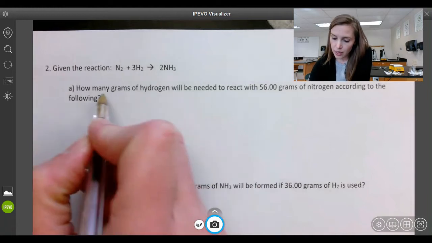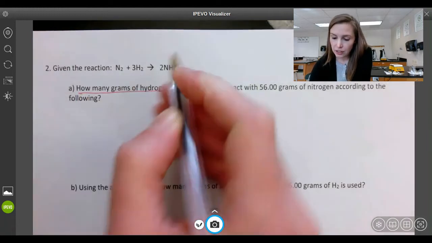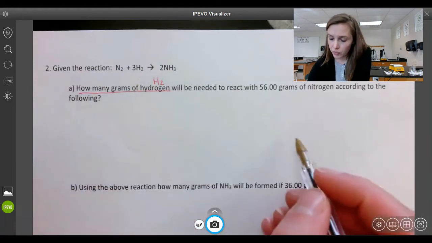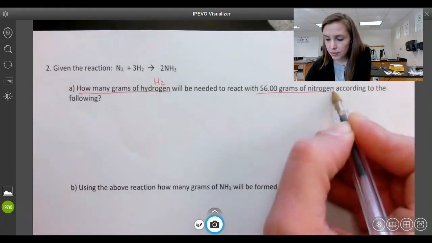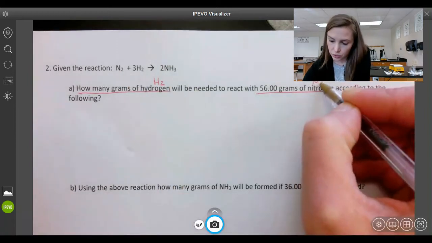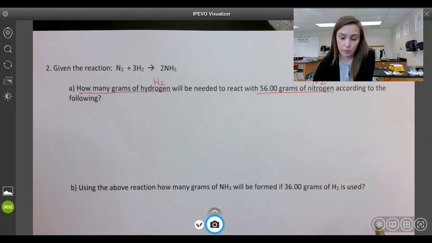So in this question, we have how many grams of hydrogen, and hydrogen is talking about H2 up here, the pure hydrogen, are needed to react with 56 grams of nitrogen. And here we're talking about the pure nitrogen up in the reaction, which is N2. And that just becomes important when we go to do molar masses.